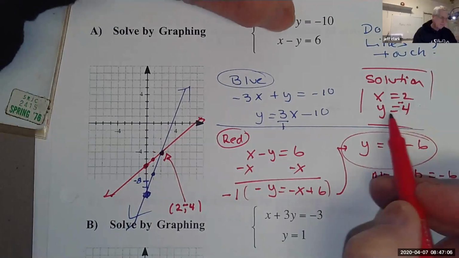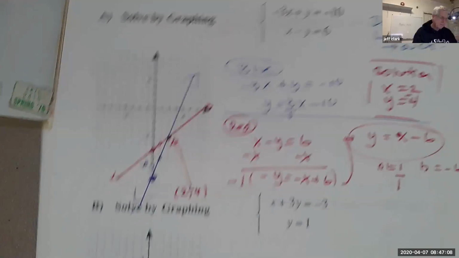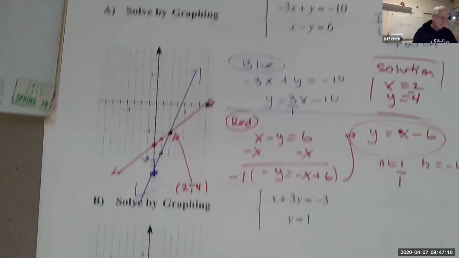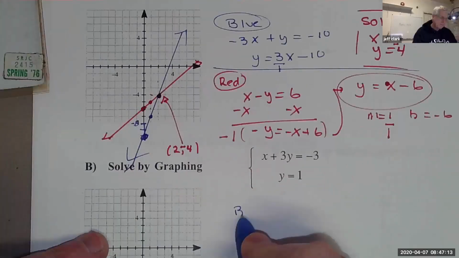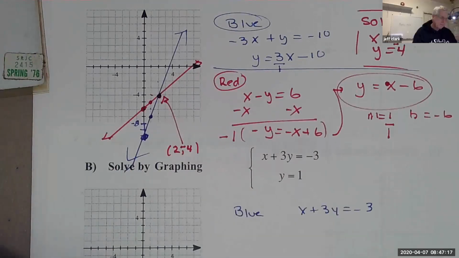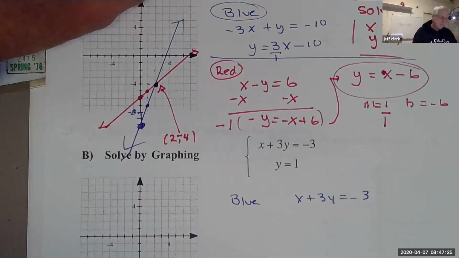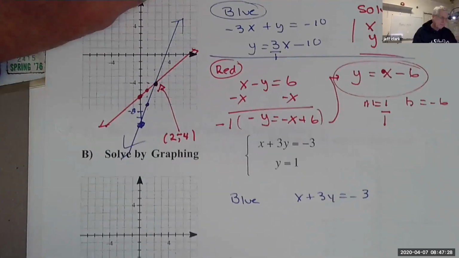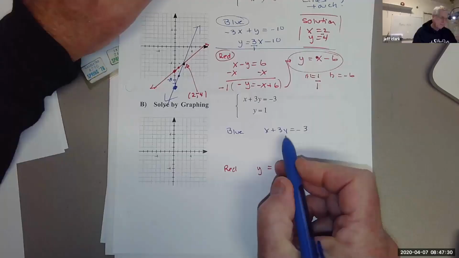Okay, here's the next one. I'm going to do blue to be x plus 3y equals negative 3. And then I'll do red to be y equals 1. So what I'm going to do is solve for y again, because to me it's the easiest way of graphing. So I'm going to move the x over to the right-hand side.